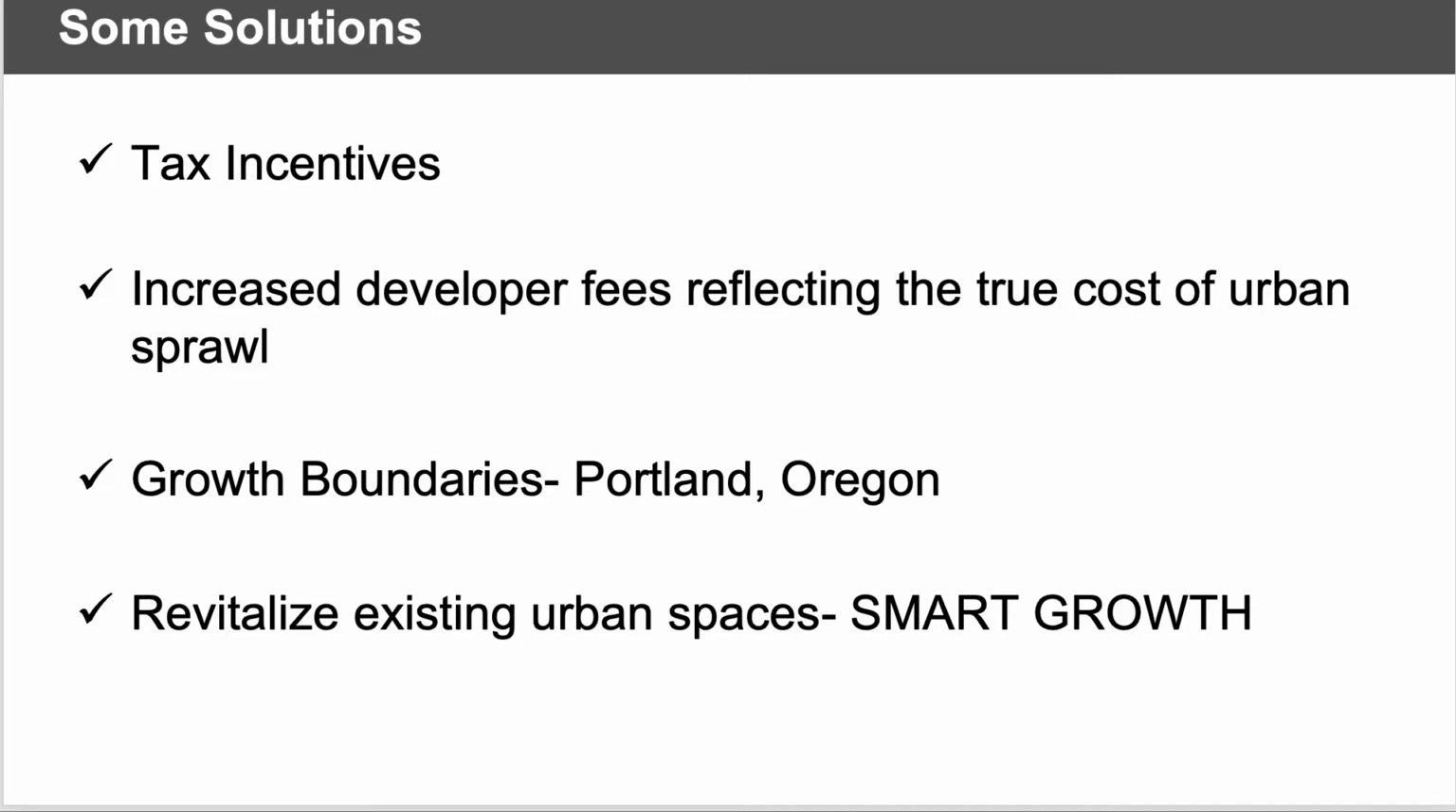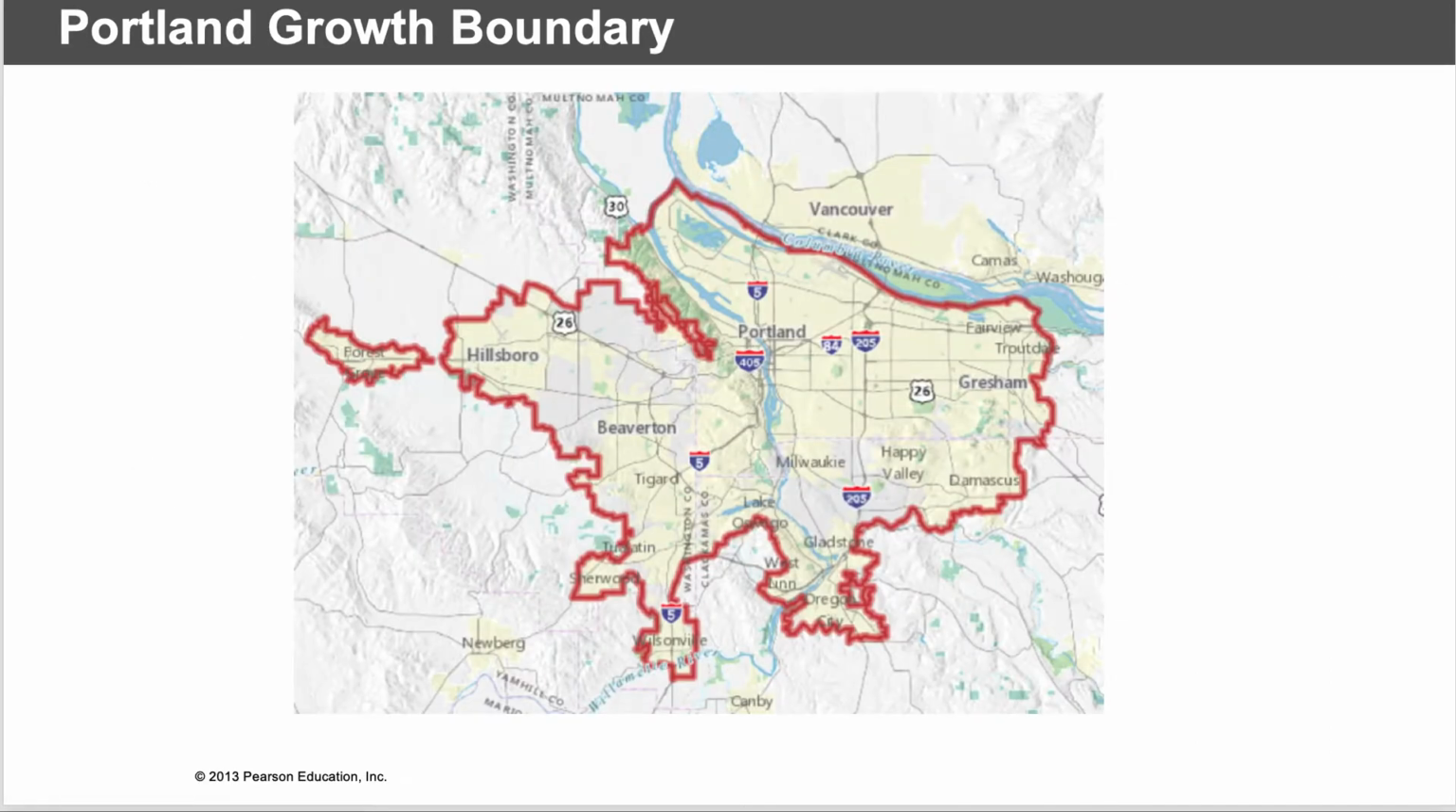So what are some solutions? Tax incentives, so that people reinvest in already urbanized areas. Increased developer fees. One extreme measure is the growth boundary of Portland, Oregon, we'll show you in a minute. And then also smart growth, which is revitalizing already existing urban areas.